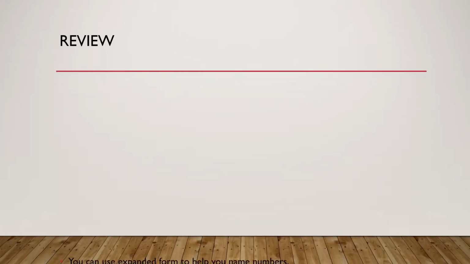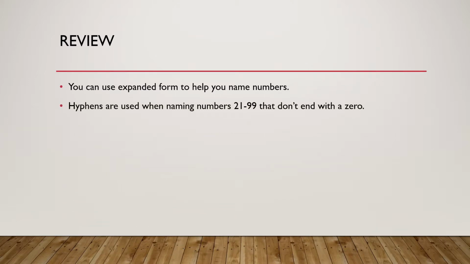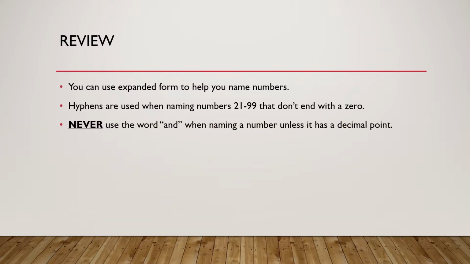Some review from the last lesson. You can use expanded form to help you name numbers. Hyphens are used when naming numbers from 21 to 99 that don't end in 0. And never ever use the word "and" when you are naming a number unless it has a decimal point. And when you're naming money, don't forget the three words dollars and cents in addition to your number words.